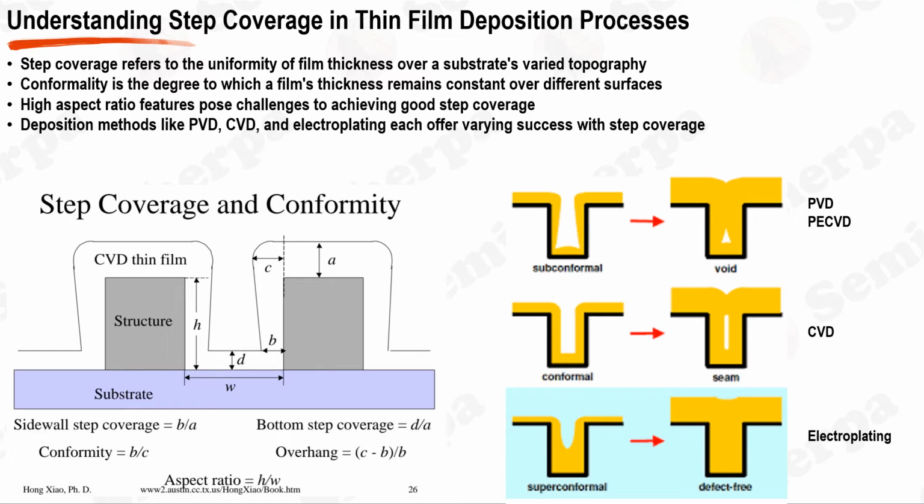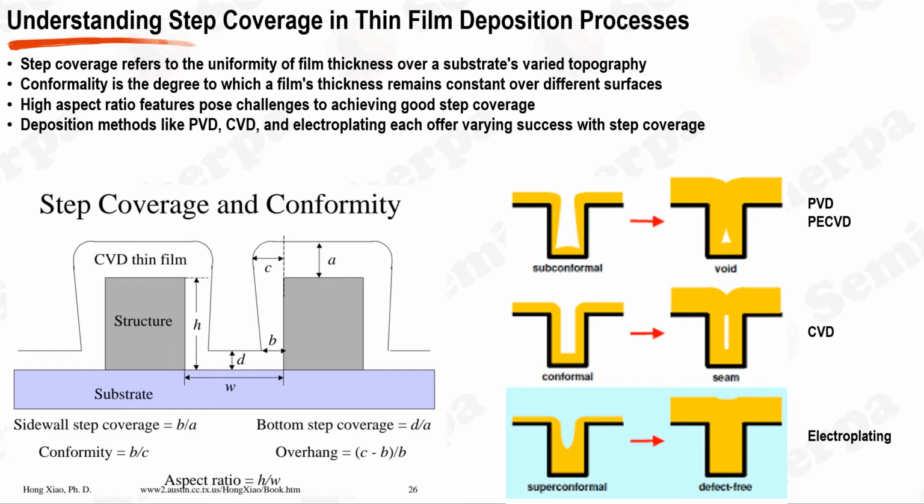Step coverage is largely characterized by its conformality, a term that reflects how well the deposited film conforms to the substrate surface features. A fully conformal film demonstrates a uniform thickness across all surfaces. In contrast, a non-conformal or subconformal deposition is when the thickness varies across different features. On the other hand, superconformal deposition refers to a unique scenario where the film thickness is greater at the bottom and sides of high aspect ratio features compared to the top surfaces.